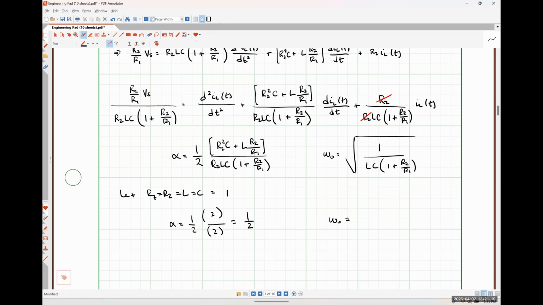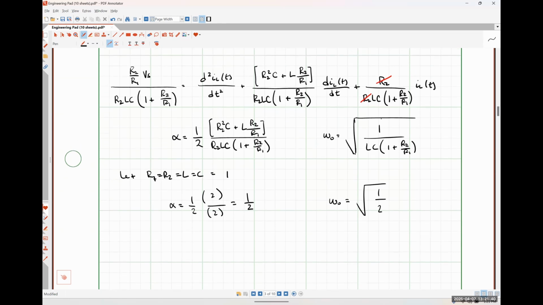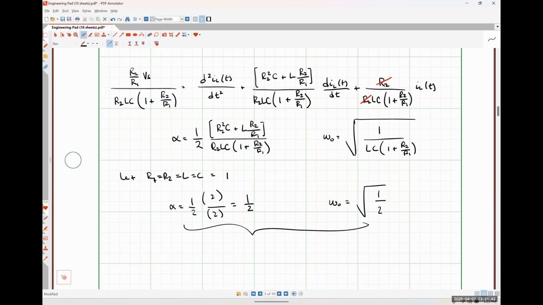Omega naught is going to be the square root of 1. So that's 1, and then that's 2. So just the square root of 1/2. So I think in this case, alpha is greater than omega naught. So this is an overdamped system. So we'll use that in a minute. Okay.